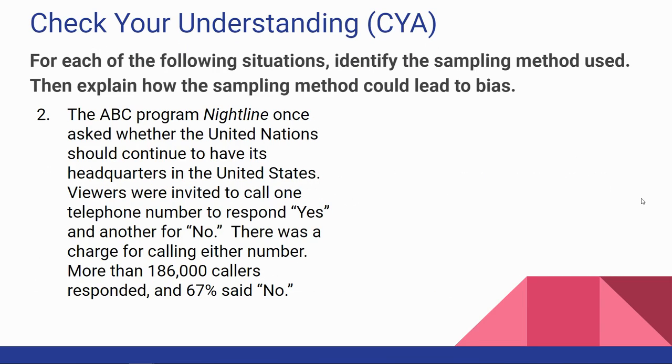So a second question: ABC Nightline once asked whether the United Nations should continue to have its headquarters in the US. Viewers were invited to call one telephone number to respond yes and another for no. There was a charge for calling either number. More than 186,000 callers responded and 67% said no. So which sampling method is used and how can it be biased?